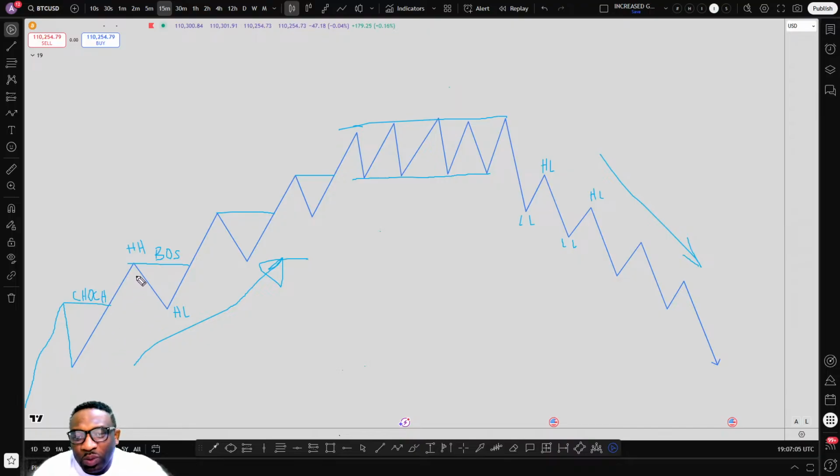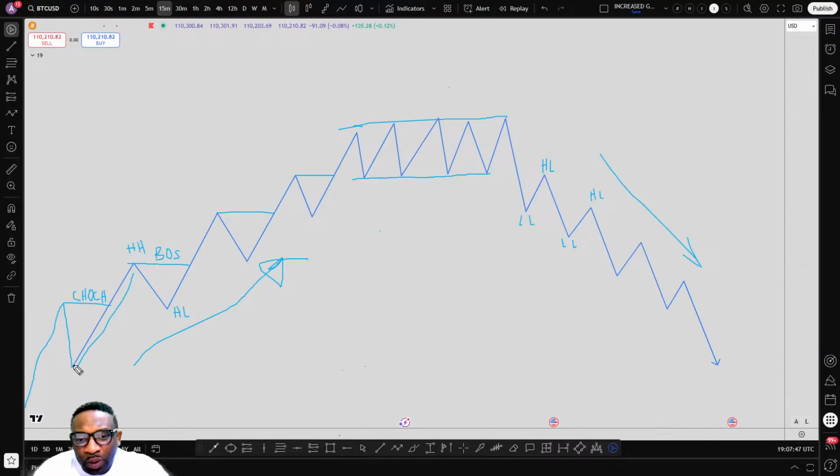The most important thing is we want to locate the origin of this move that caused the break. Whether a change of character here, or break of structure, all we are interested in is looking for the origin of the move, of this whole impulse move that caused the change of character. So if this move began from here, we want to identify our imbalance demand zone. Since we are in an uptrend, we want to identify our imbalance demand zone.